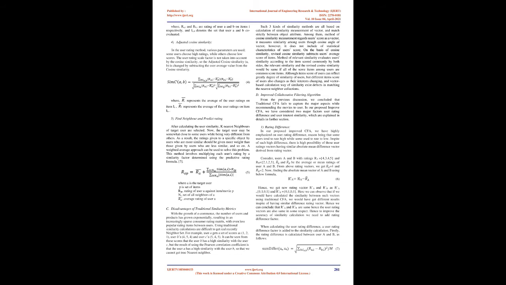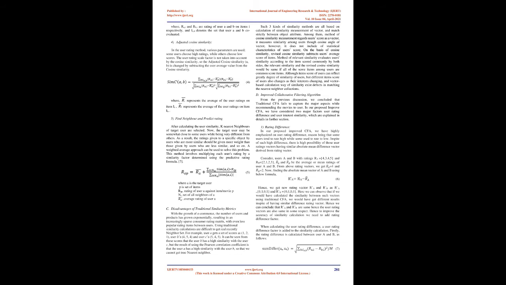3. Cosine-based similarity. Cosine similarity evaluates the similarity of two vectors in space by computing their cosine. The smaller the angle and the closer the two vectors are, the closer the cosine value is to 1. The user rating can be represented as a space vector, with the cosine value increasing as the user similarity increases. Equation 3. Where R_AI and R_BI are rating of user A and B on items I respectively, and I_AB denotes the set that user A and B co-evaluated.